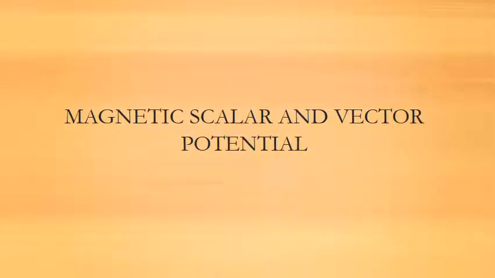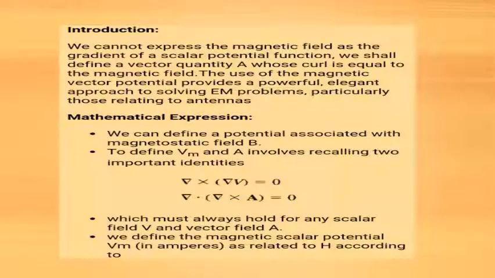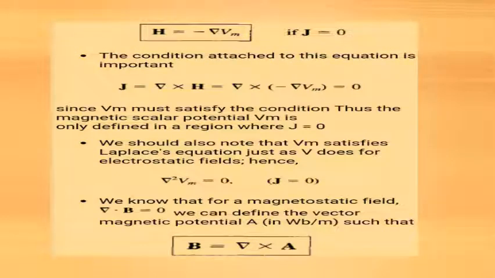Good morning. Let us discuss the magnetic scalar and vector potential. Here the mathematical expression for the scalar and vector potential is given as del cross del V equal to 0, and similarly del dot del cross A is equal to 0, where A is the vector potential and V is the scalar potential.